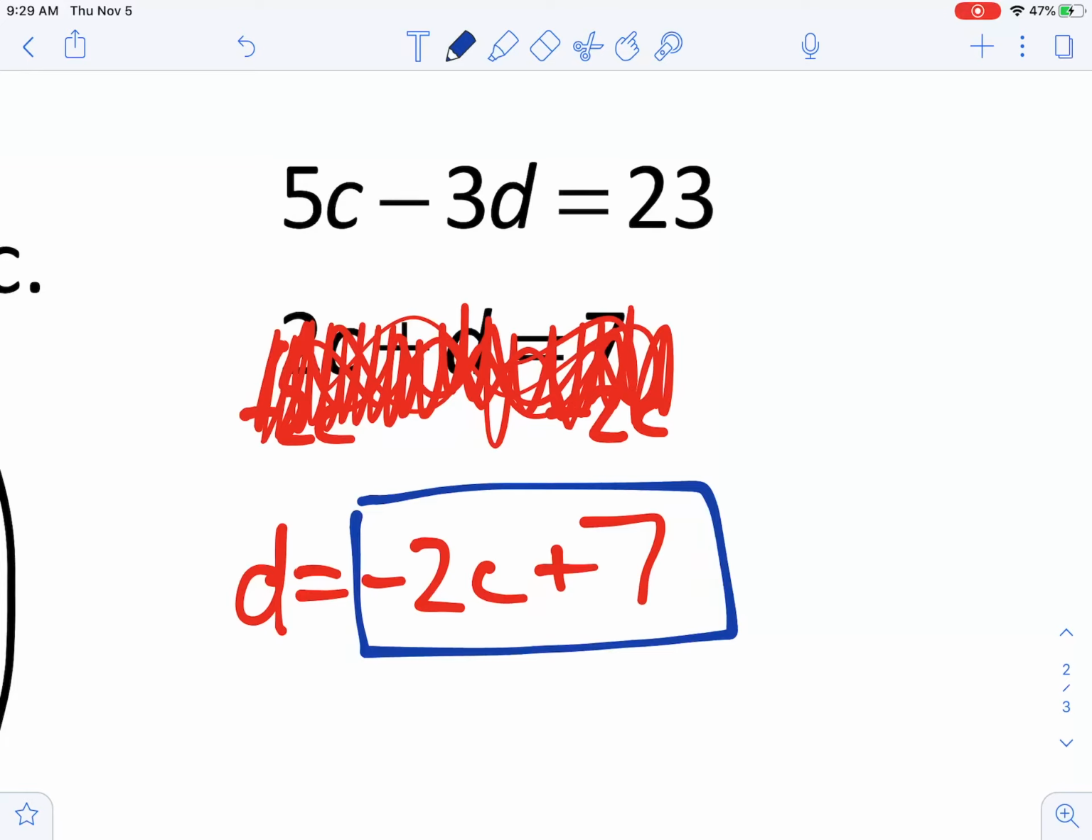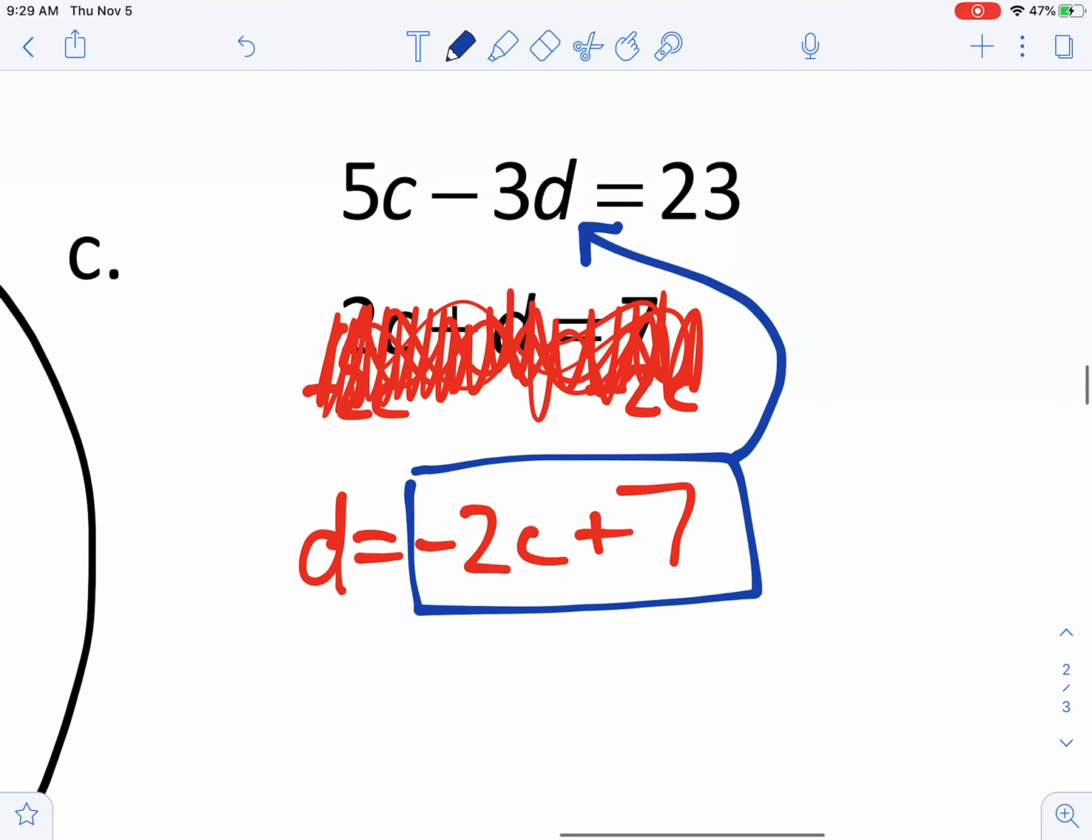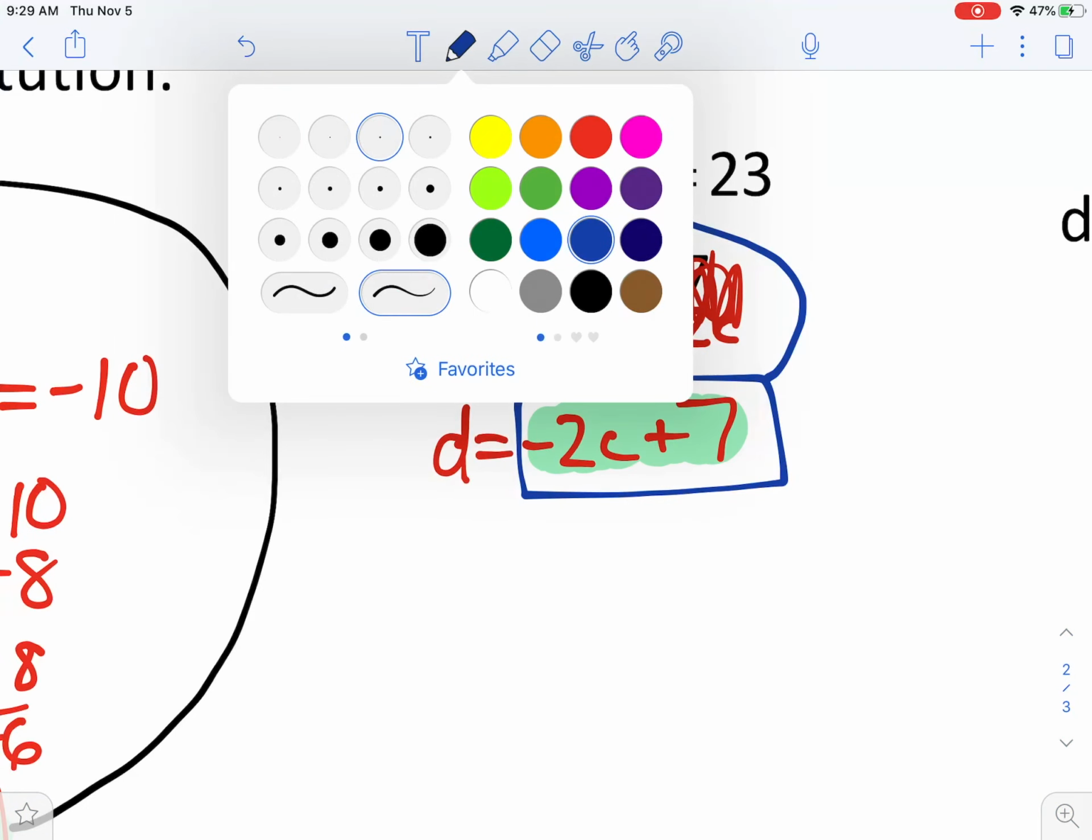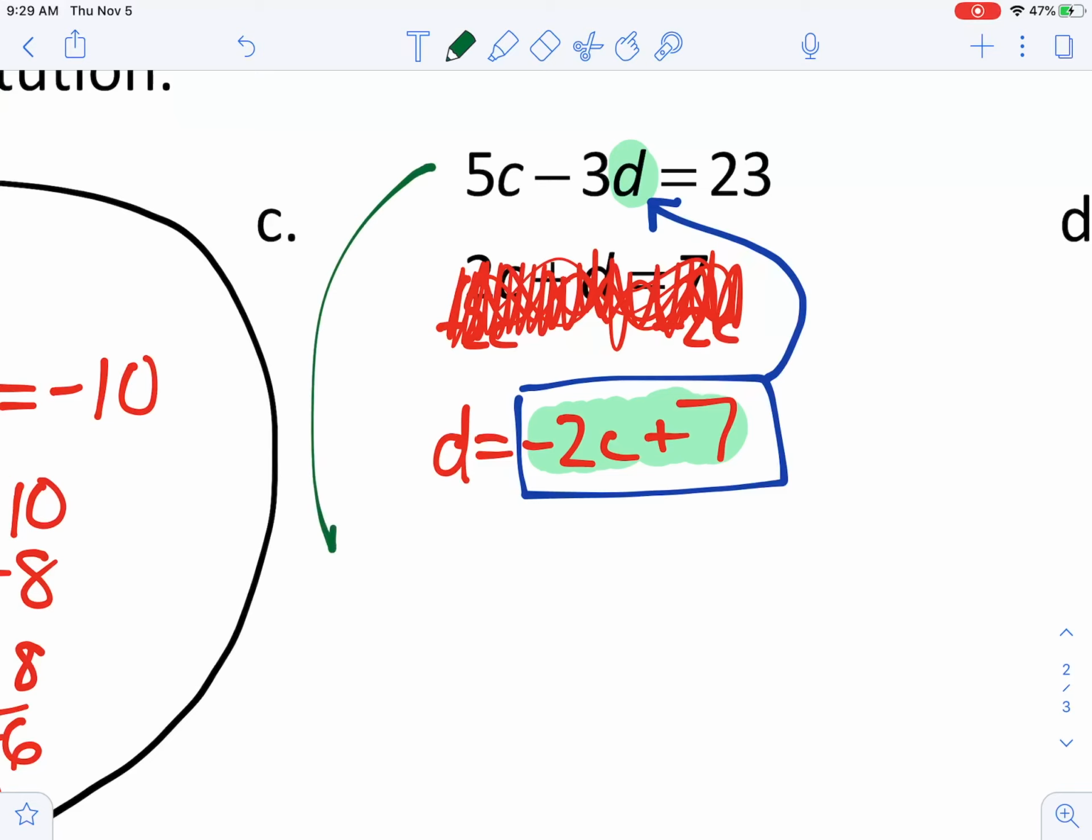So instead of d, we're going to replace d with what d equals. So here's what d equals. Instead of this d, I'm going to put it in. Let me rewrite this equation down here.